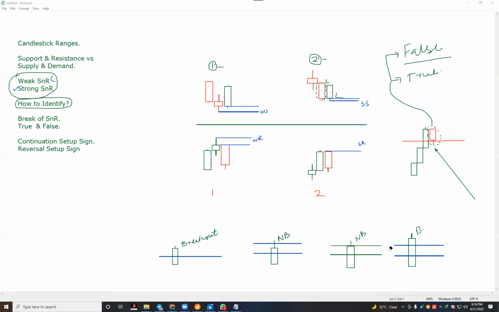It can be both. If it rejects off of that level and closes above and uses it as support, I would think that it's a true breakout. Okay, so we are trying to trade this candle.